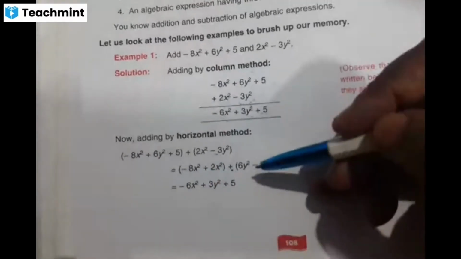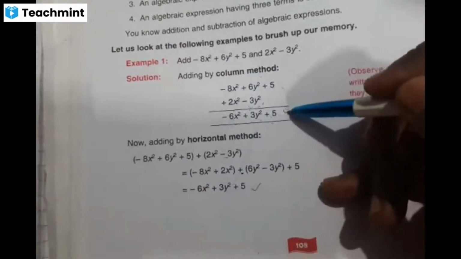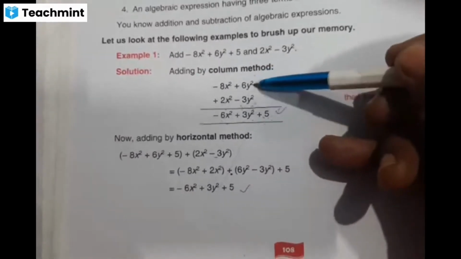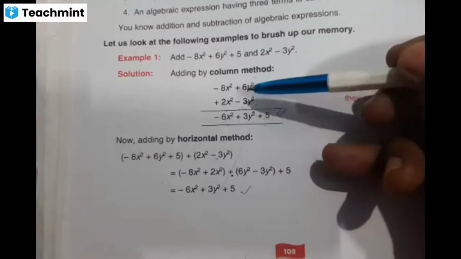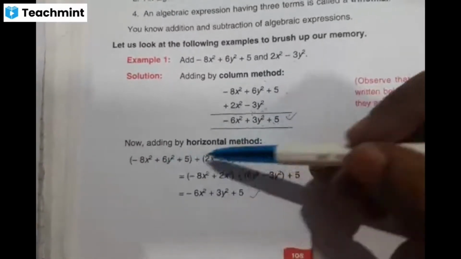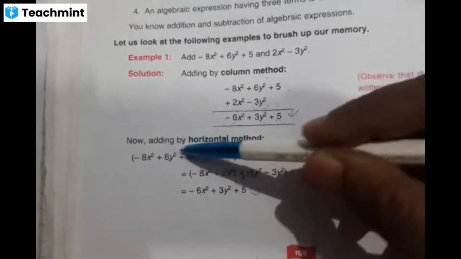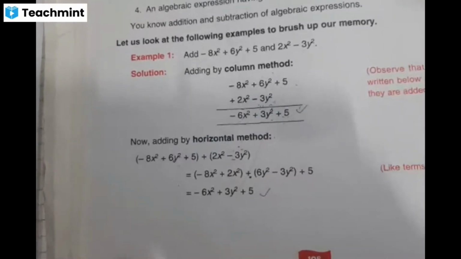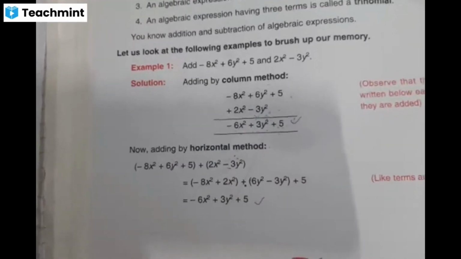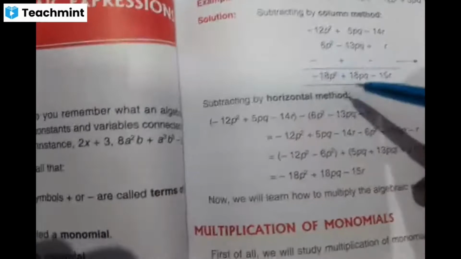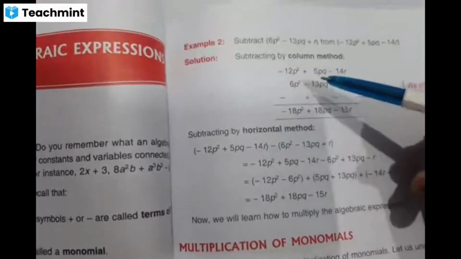In the horizontal method we also get the same answer, but what is the difference here? In column method, we write the given algebraic expressions one below the other. In horizontal method, we write the algebraic expressions one beside the other. Children, hope you have understood. In the same way, we have subtraction. Subtraction column method is the same, one below the other. Horizontal method is one beside the other.